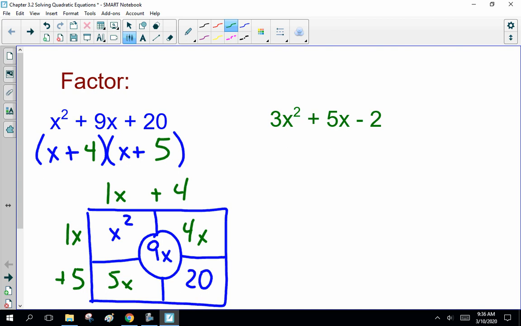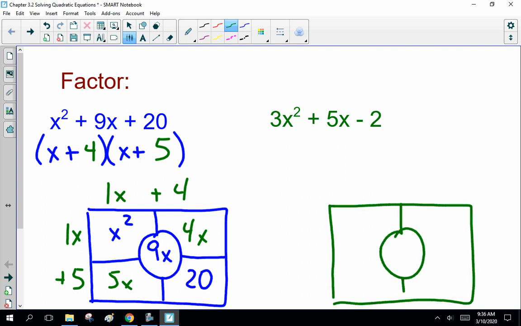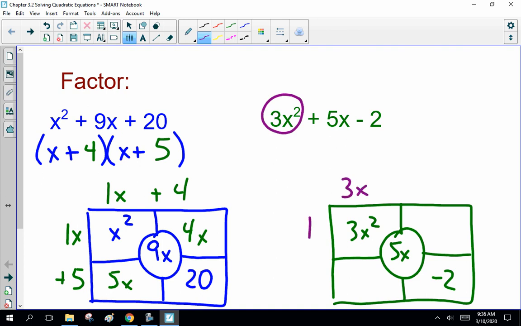Now, this next one, 3x squared plus 5x minus 2, is the nasty one, but it's quite doable. So, here we've got 3x squared. What are the factors of 3x squared? Well, 3x and 1x. Then we have to go, what are the factors of minus 2? 1 and minus 2, or minus 1 and 2 are the only two that pop to mind.